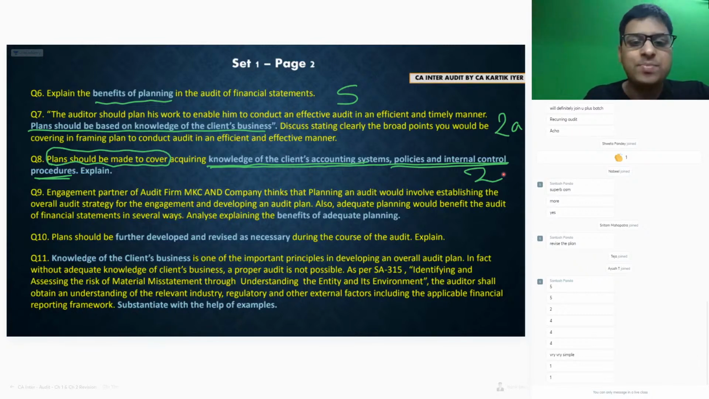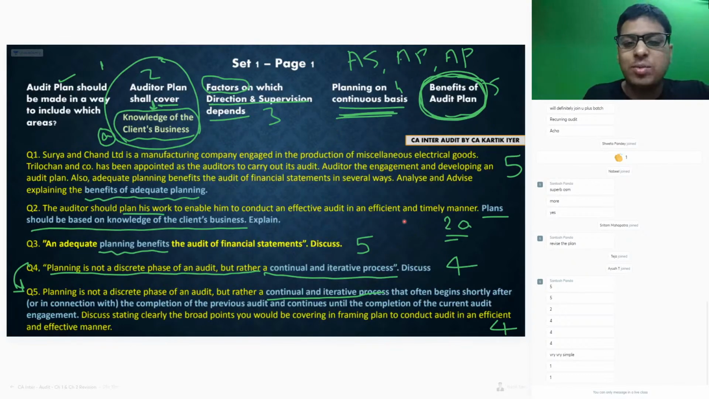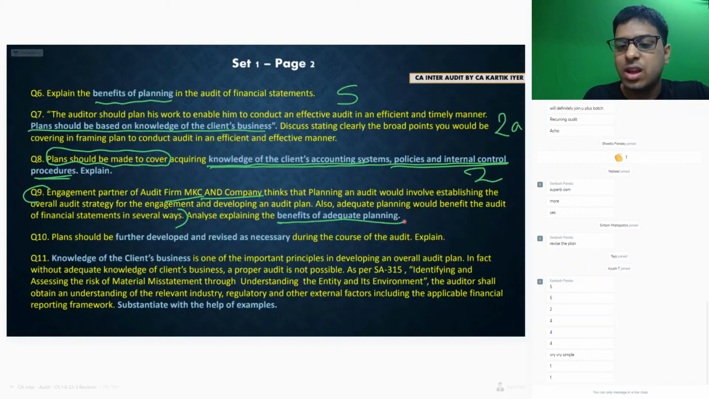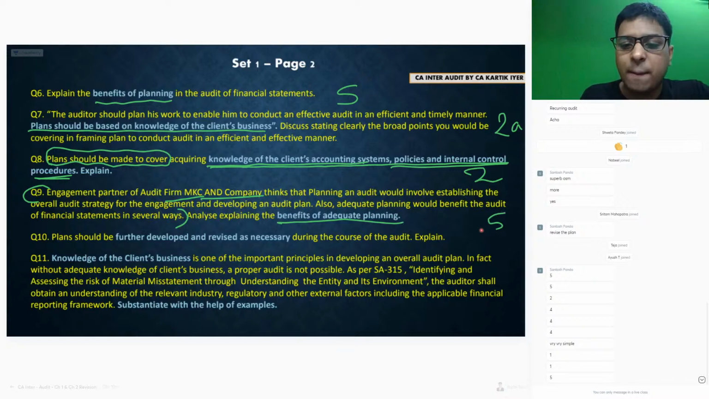Okay. Let's see the next one now. Engagement partner of audit firm MKC. And in the end, see again, Bollywood story. See, entire Bollywood story they have said. Boy's family, girl's family don't like each other, but boy and girl want to marry. All these things is going on. And in the end, they have given the main point, that is benefits of adequate planning. So tell me, what will be the answer here? Correct. That is point number 5.